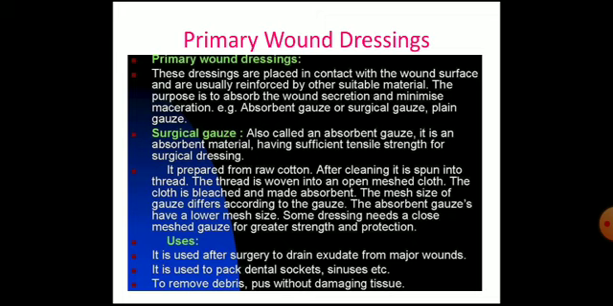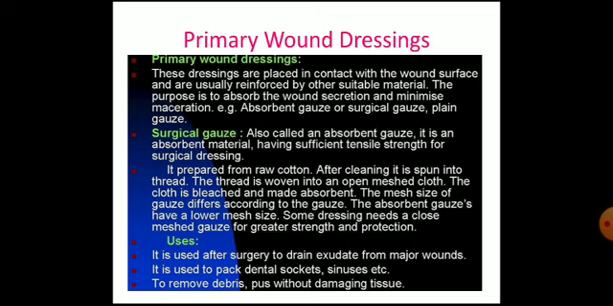For example, the absorbent gauze, or surgical gauze, or plain gauze. What we call a surgical gauze is also called an absorbent gauze. Absorbent material has sufficient tensile strength for surgical dressing. It is prepared from raw cotton. After cleaning, it is spun into thread and woven into an open mesh cloth. The cloth is bleached and made absorbent.